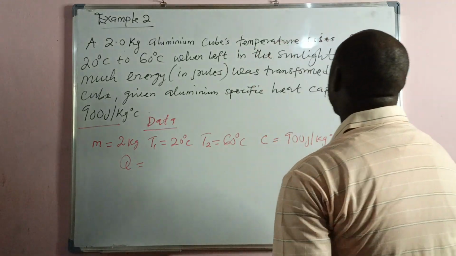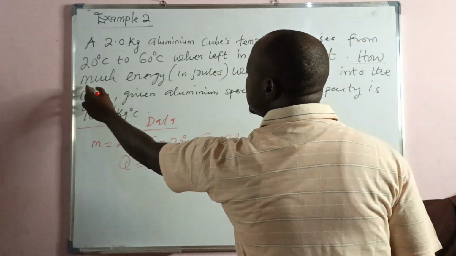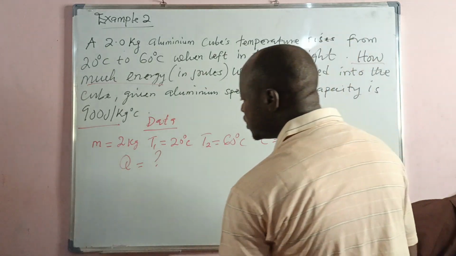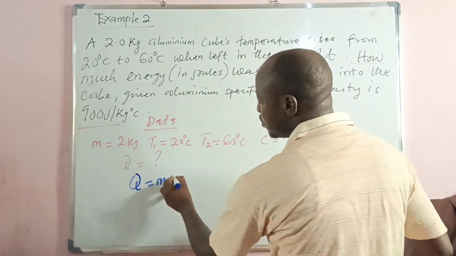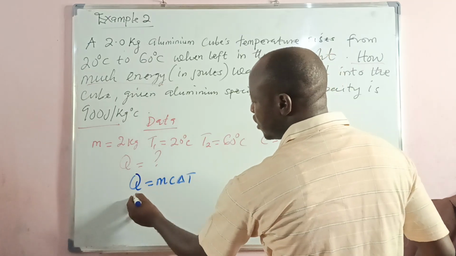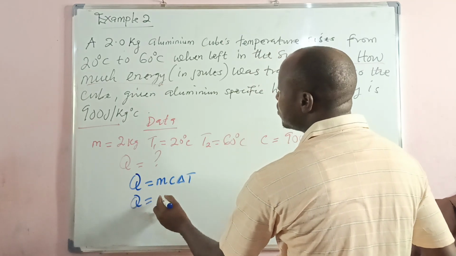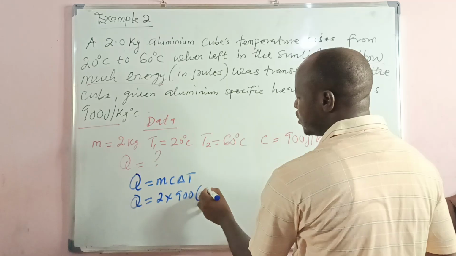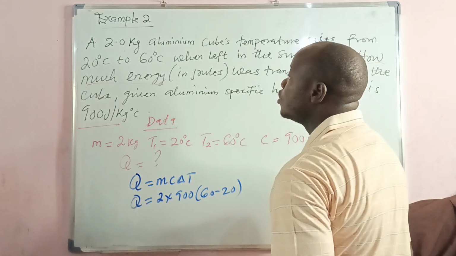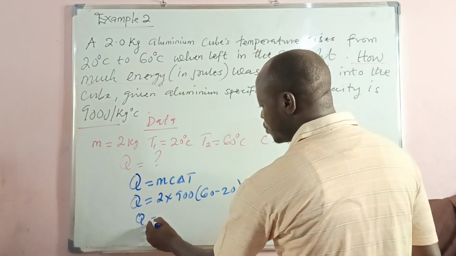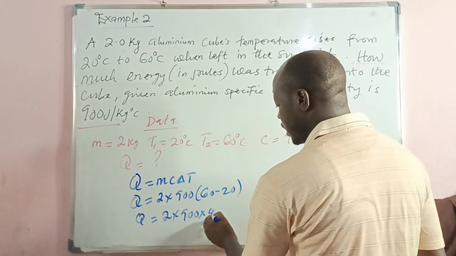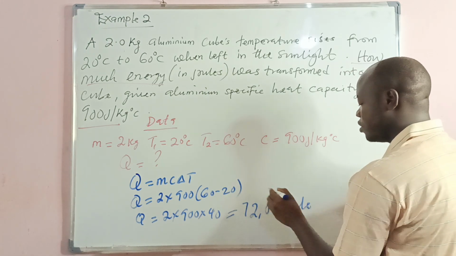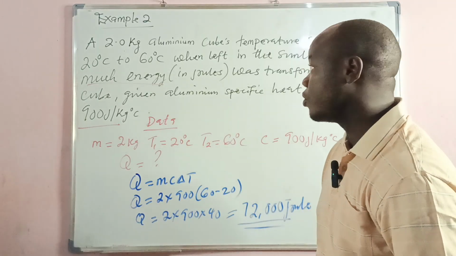Of course, the question is asking how much energy in joules, so it means that Q is unknown. The formula for calculating this is Q equals mc delta theta. So Q is equal to m, which is 2, times specific heat capacity 900, and the change in temperature here is 60 minus 20. Therefore Q is equal to 2 times 900 times 40, and this will give us 72,000 joules. So this is actually the answer for this question too.